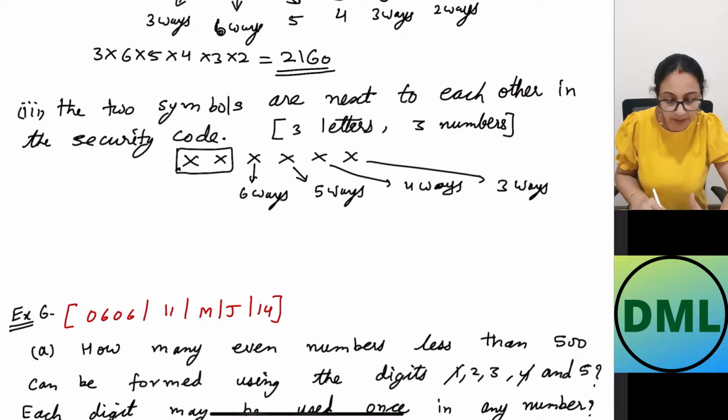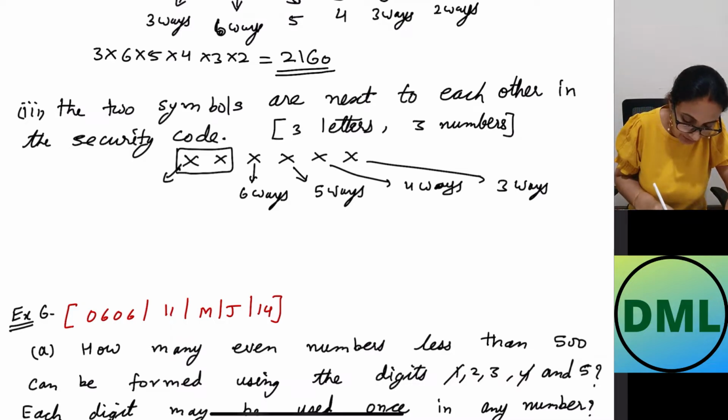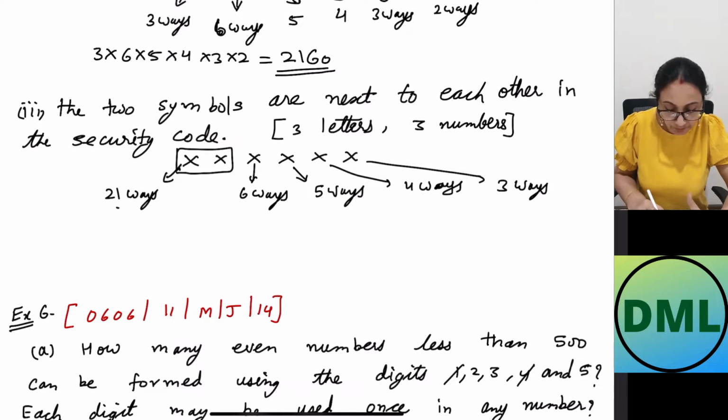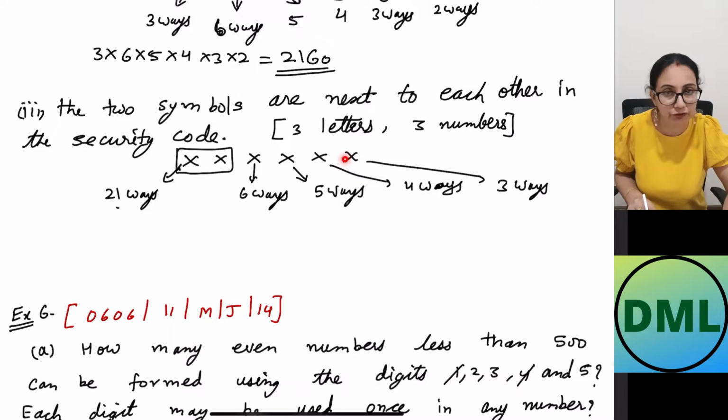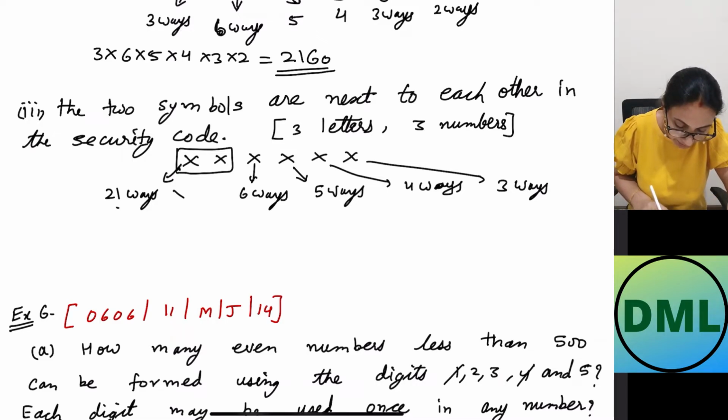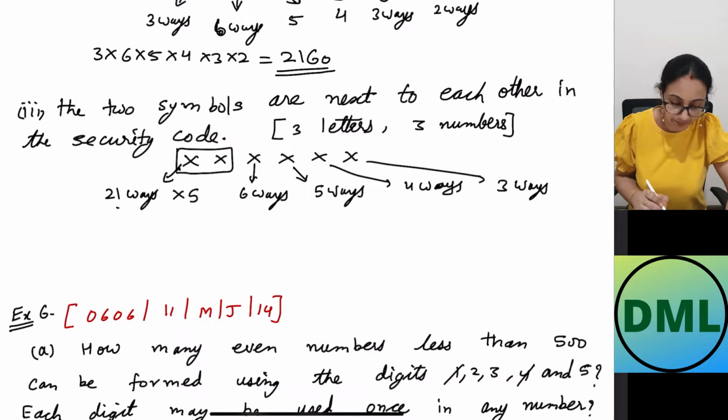Now, I need to arrange the two symbols. So, the two symbols can be arranged in factorial 2 ways. But the two symbols can be placed at any one of the places. Either it can be placed in the first place, as you can see, or the second place, or third, or fourth, or the fifth place. I can place the symbols anywhere. So that means to fill the symbols, I have 5 places available. That means I need to multiply this answer by 5.